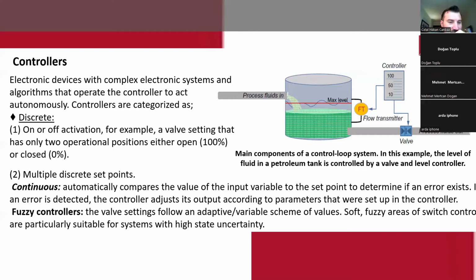Actually, the valve settings allow an adaptive variable scheme of values. In this case, soft fuzzy areas to switch the control are particularly suitable for systems with high state uncertainty. These controllers use fuzzy logic, and it gives you the chance to switch the control much more easily compared with the continuous and discrete ones.